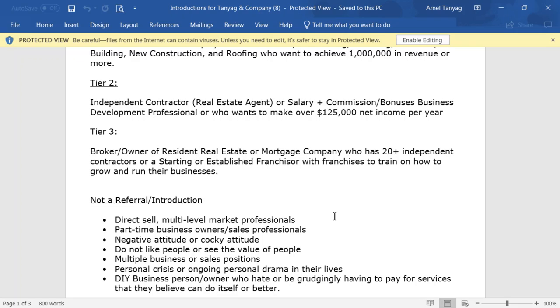Somebody who has a negative attitude or cocky attitude, that's really somebody I don't want to work with. They don't like people or see the value of people. I find people who own businesses or salespeople just see people as a transaction, not a relationship. Somebody who has multiple businesses or sales professionals, and they're doing everything. They don't have anybody who's replaced them in that role. They just like to sell four or five different items. They have four or five different businesses, but they're still the primary driver of the business. That's not a good referral for me because I can't really help them.